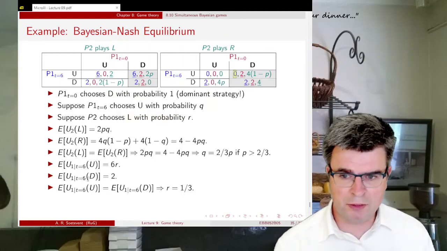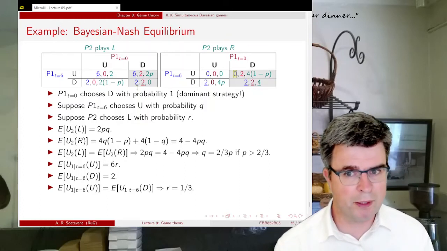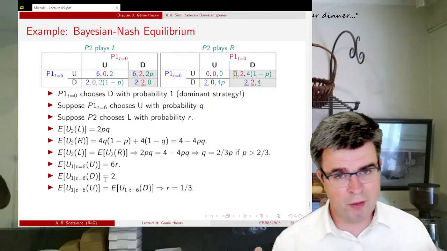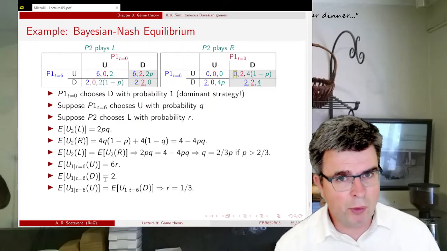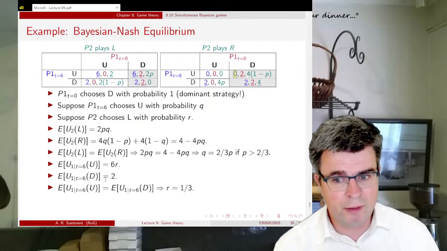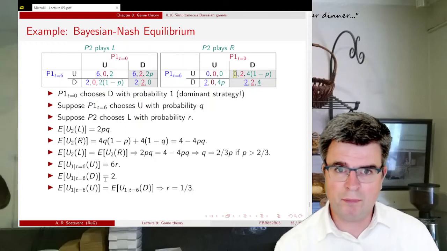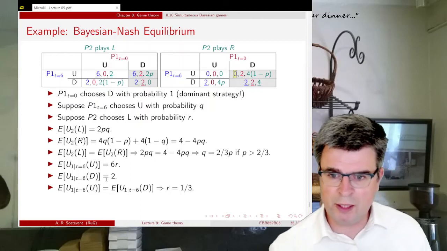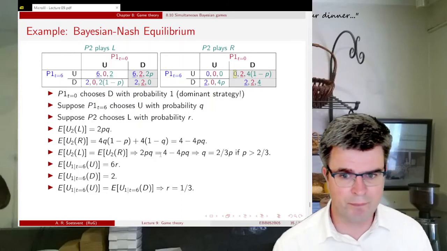And in case he plays down, then in all instances, independent of whether player 2 plays left or right, the payoff to player 1 type T is 6 will be 2. Again, if in a mixed strategy Bayesian equilibrium, player 1, conditional on being type T is 6, will mix between up and down, then in that equilibrium the expected payoff of playing each of these two actions should be the same. So we again equate and we find that R is equal to 1/3.